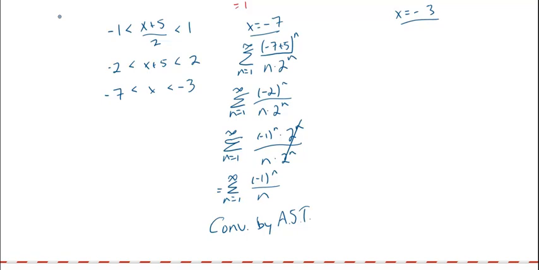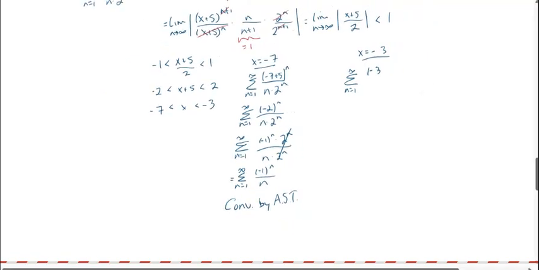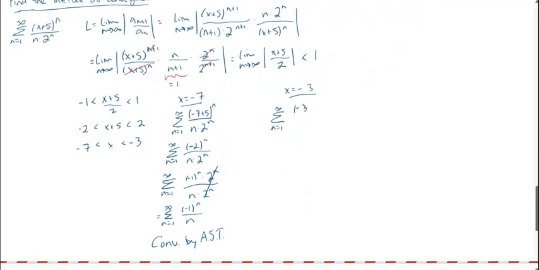For the next endpoint, so we're done with the x equals negative 7. Now we got to check the x equals negative 3. So we do the same thing. Sigma n equals 1 to infinity of, change the x. I'll zoom out a little bit so you can see that other piece. I'm just changing this right here to a negative 3. So negative 3 plus 5 to the n, that's a parenthesis, over n times 2 to the n.